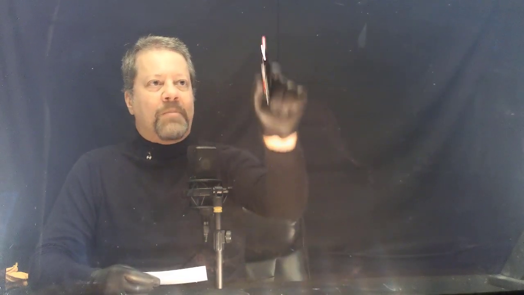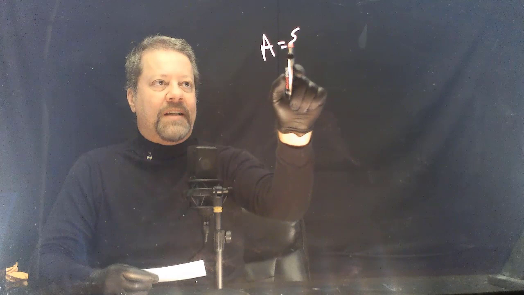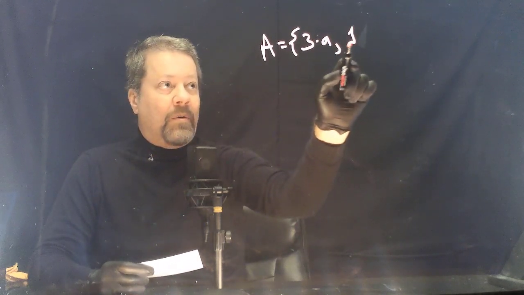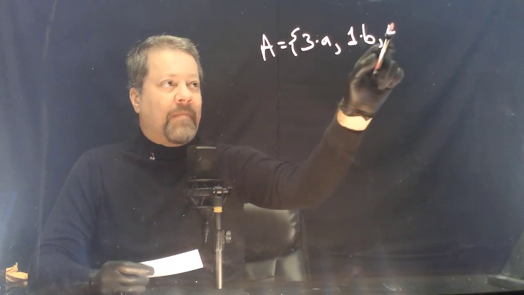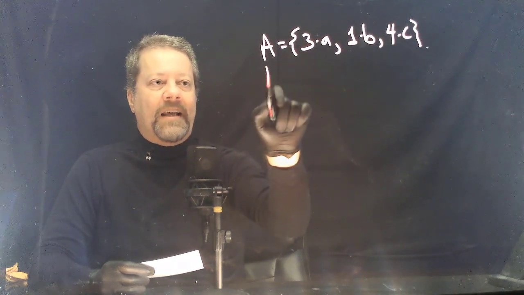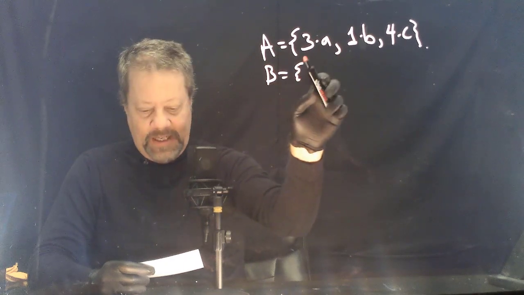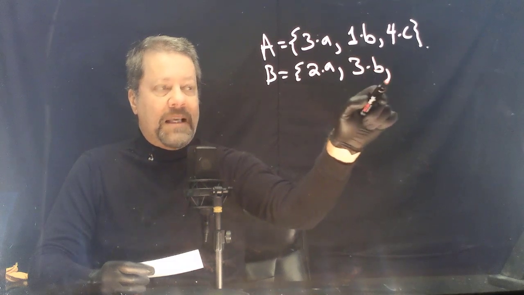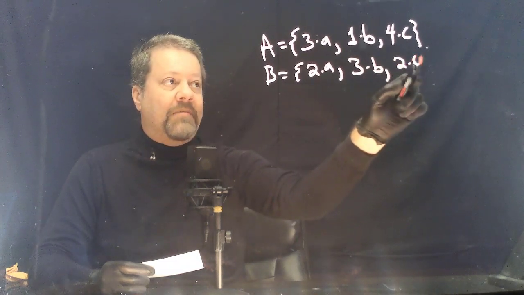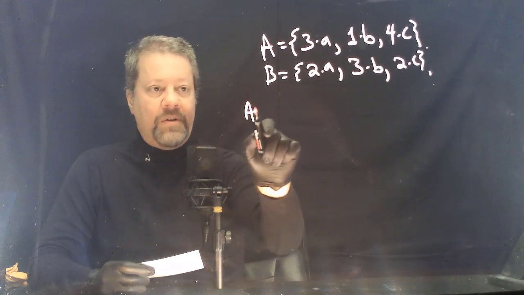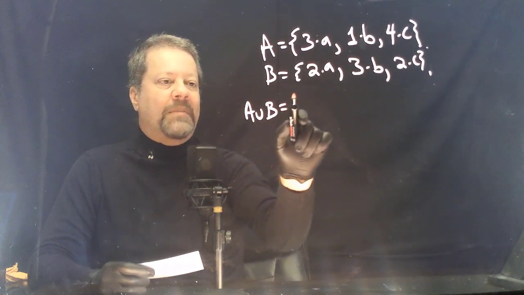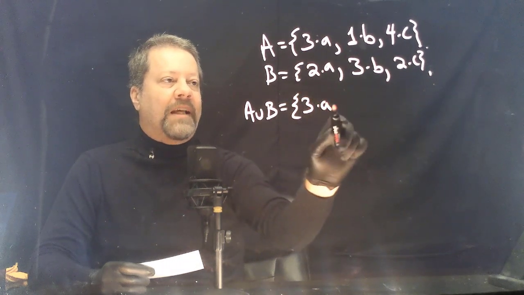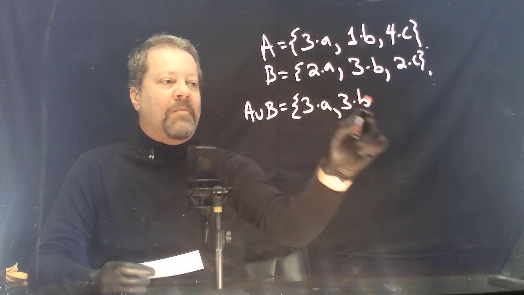In our next example, we're going to have several multisets here. We're going to have 3 times A, 1 times B, 4 times C, that's our multiset A. The multiset B will be 2 times A, 3 times B, and 2 times C. So the union takes the maximum of these multiplicities, 3A, 3B, and 4C.